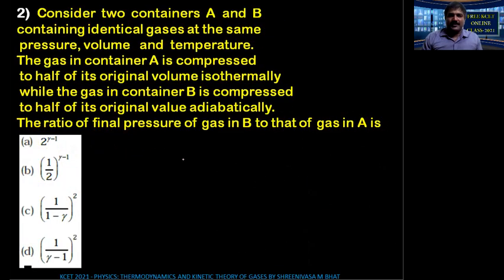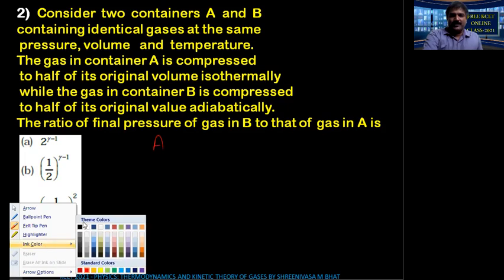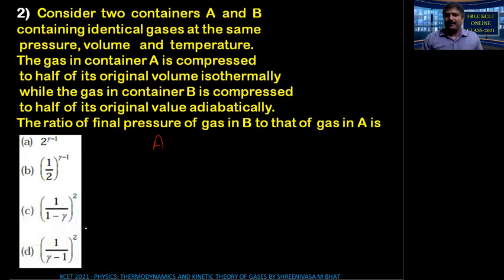Then the next question. Consider 2 containers A and B containing identical gases at the same pressure, volume and temperature. The gas in container A is compressed to half of its original volume isothermally, while the gas in container B is compressed to half of its original volume adiabatically. The ratio of the final pressure of gas in B to that of gas in A is. So here there are 2 containers A and B. In A, gas is compressed isothermally, whereas in B, gas is compressed adiabatically.